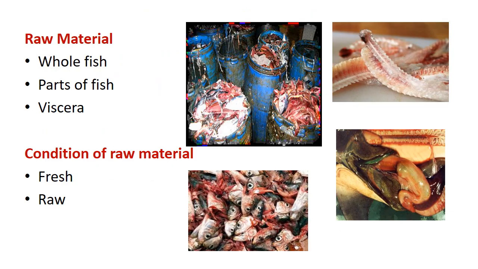Here we can see the raw material for making fish silage. It could be non-edible whole fish or spoiled fish. It could be parts of fish which are not suitable for eating, all the viscera or all the waste materials, only heads, only guts, all the bony parts. So all such things are the raw material for making silage, and the condition of the raw material could be fresh or raw, stored properly.